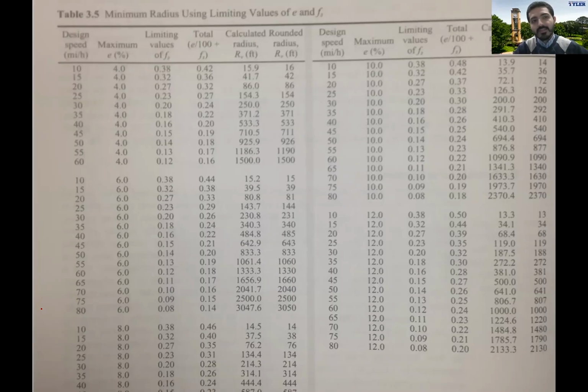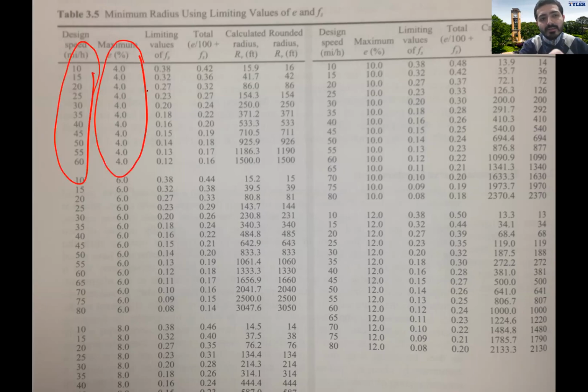And then Table 3.5, familiarize yourself with that table. If I ask you, just go ahead and use the table and get me the radius. This is going to be your source. So this is the speed limit, this is the super elevation, this is the calculated R, and this is the rounded R.